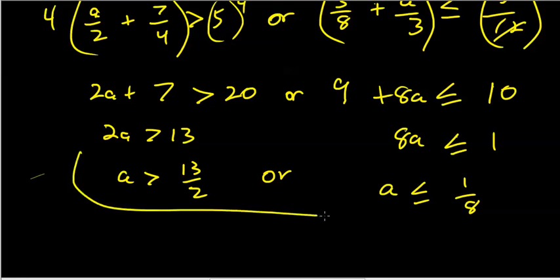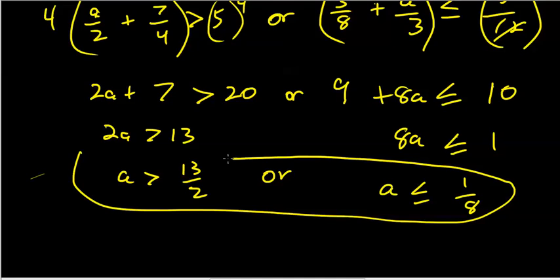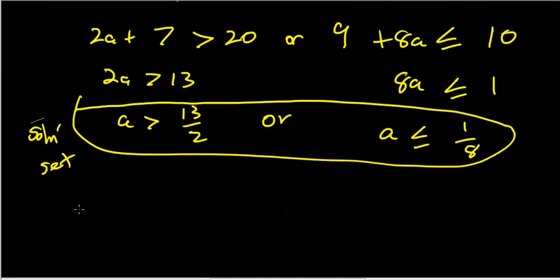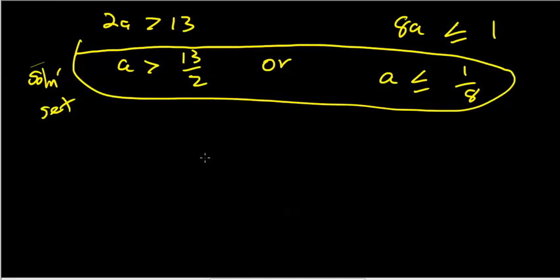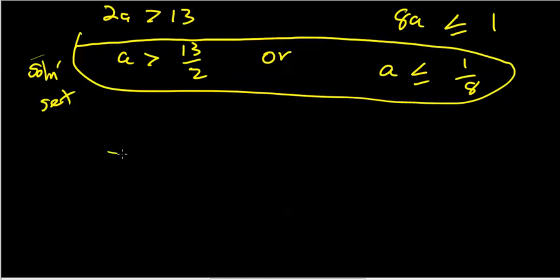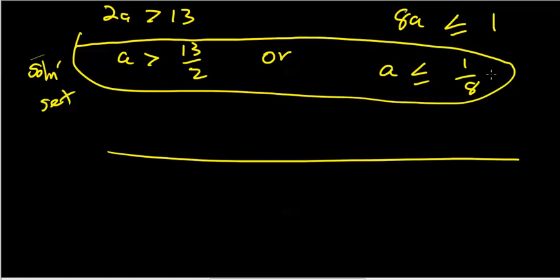So there is my solution set. Two simple inequality statements linked together with a union symbol or an OR statement. Now to graph this, well, just graph one element at a time. I'm interested in 1/8 and 13/2 as boundary values. Now 1/8 is certainly less than 13/2, so relatively speaking I'm going to put 1/8 down here. 13/2, well that's 6.5. I'll put that up here somewhere.